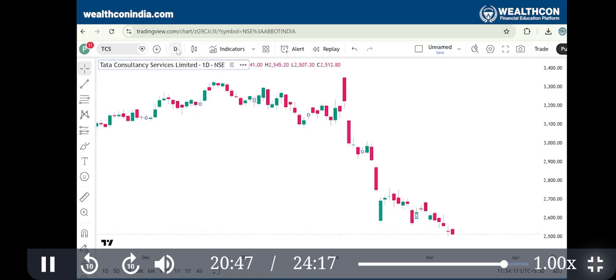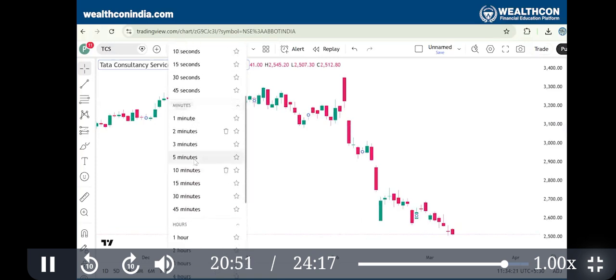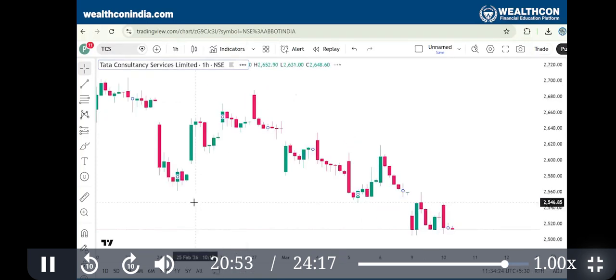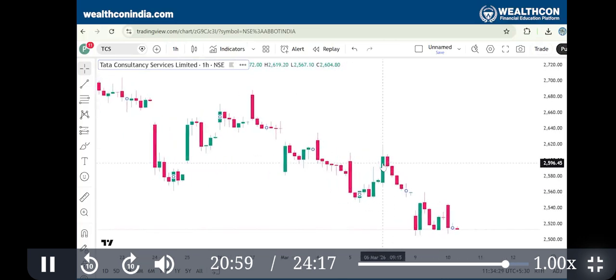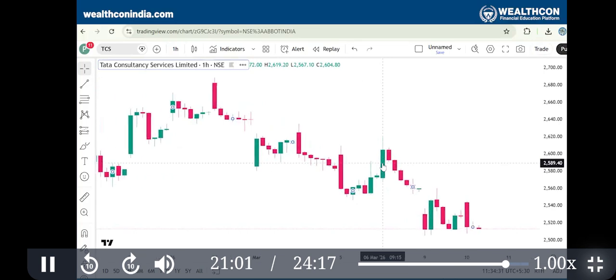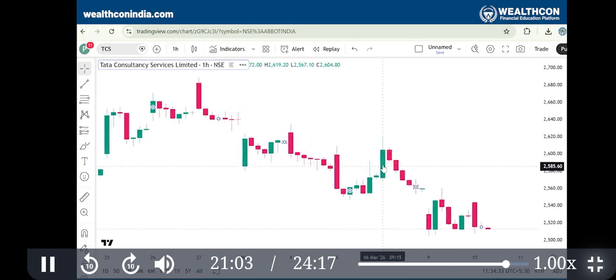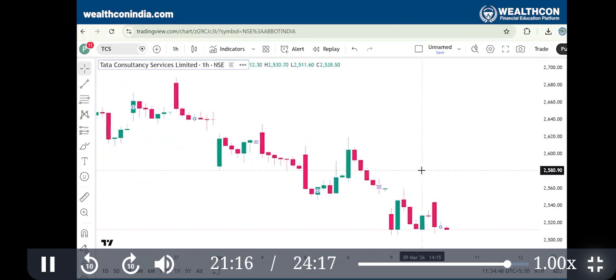We can change the time frame as well. This is 1 day. If I make it 1 hour, so this one candle, this is called a candle. We'll discuss candles later on, but one candle represents the information of one time frame. You can see the cursor moving. Here this candle is starting at 9:15. So this is a 1 hour candle. The next candle is starting at 10:15, then 11:15. So these are the candles.